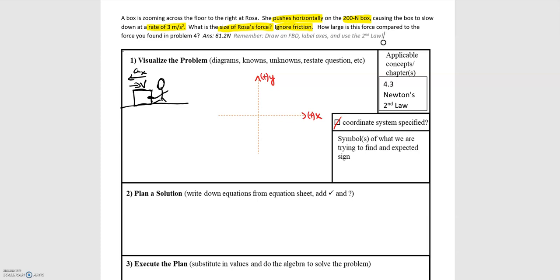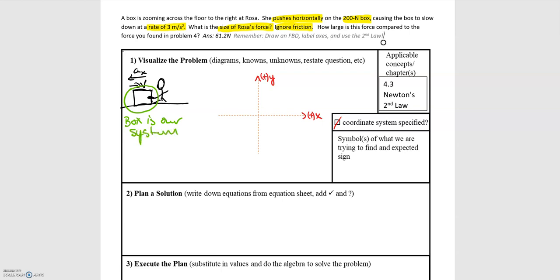So now that we have an idea of what's going on here, the next step is to choose what our object is, or what our system is for this problem. We know we are looking for the force that's applied by Rosa, and we know that the box is accelerating as a result of this force. Since this force is being applied to the box, our box is going to be our object of interest, or our system. So I'm going to circle that, and then write here, box is our system.